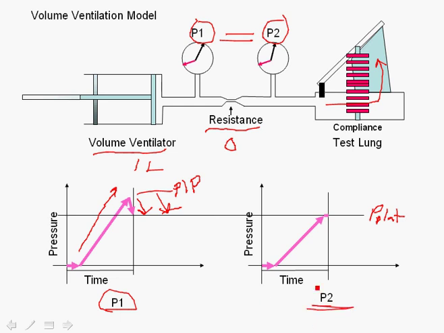P2, you notice it just built up steadily until all the volume was put in. So this is a linear relationship in our test lung model. Compliance is a single number, so just as more volume went in, the pressures built up in the test lung until we put in the maximum volume, and then the pressures were stabilized. So in P2, they just build up until we got all the volume in, and they equal our P plat. So right now, with no flow, the P1 and P2 are equal.